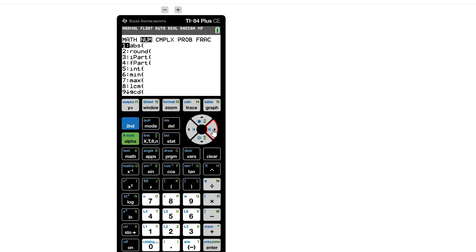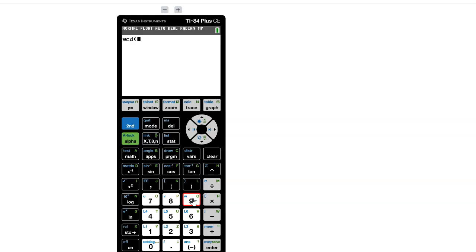As you look down the list, you'll see some choices. Find the absolute value, round off the number, find the minimum, find the maximum. But that ninth one is greatest common divisor. Divisor is a synonym for factor. It's that ninth choice that will find the greatest common factor of numbers. So I can scroll down with the cursor and then select enter, or I can simply click on 9.